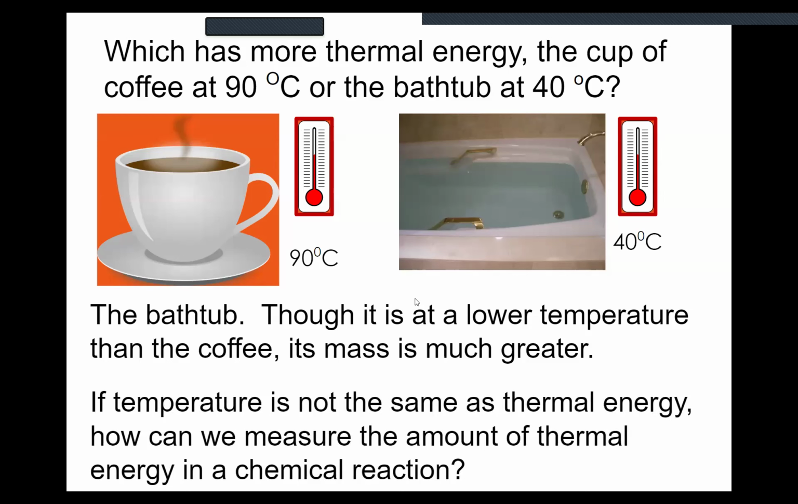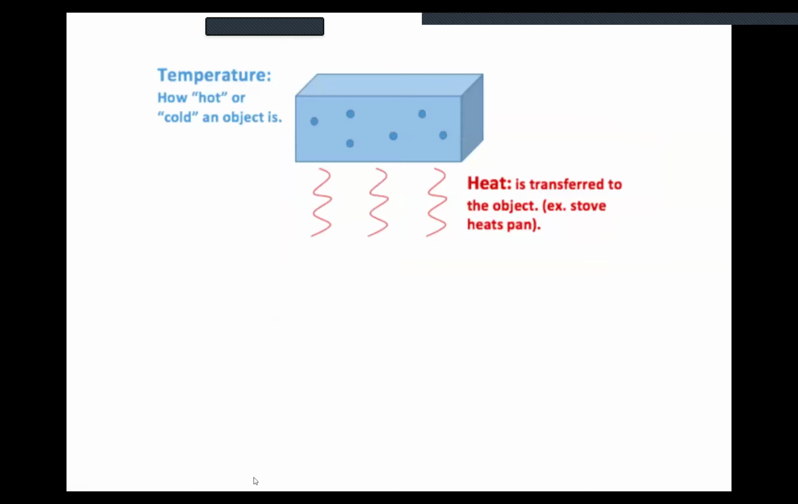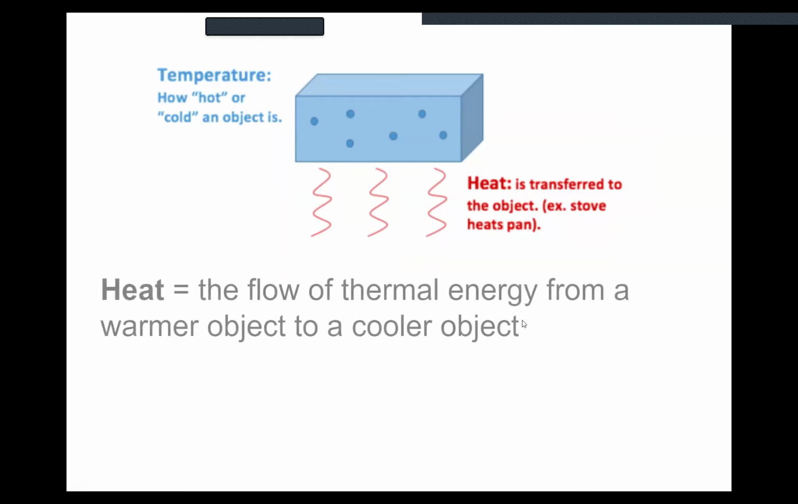Well, then, if temperature is not the same as thermal energy, how can we measure the amount of thermal energy in a reaction? I mean, the instrument I've got is the thermometer. What else could I need, or what else do I have that I could use? Okay, here's a way to put it. Temperature is how hot or how cold an object is. Heat is the amount of energy transferred to an object. Heat is a flow of thermal energy and always goes from the warmer object to the cooler object.